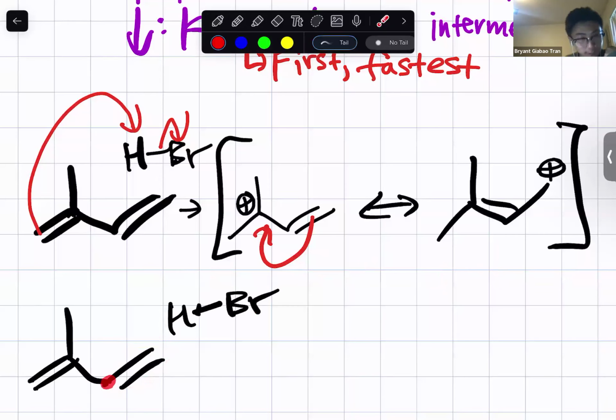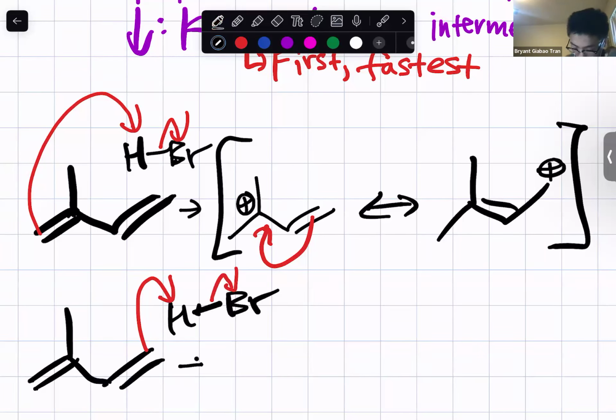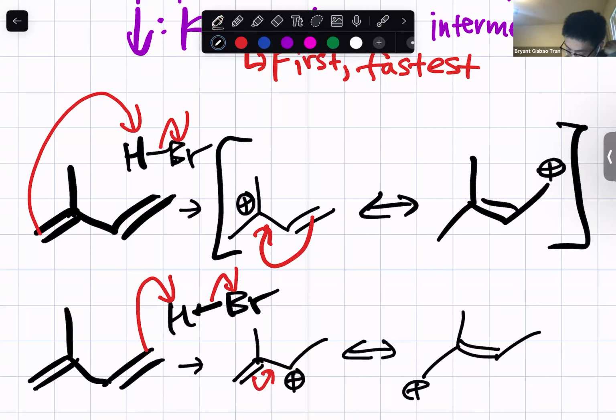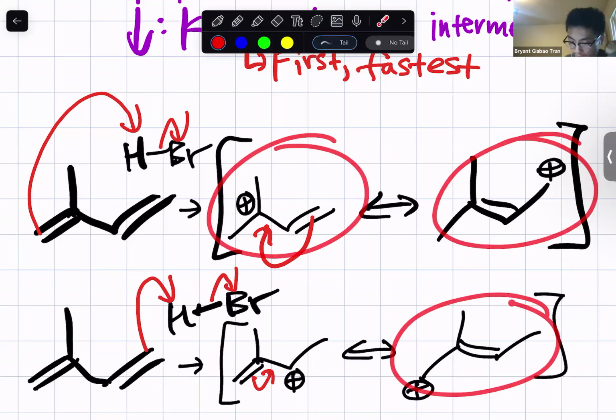This is the more substituted carbon, which means that this less substituted carbon here is going to attack that H, kick out the Br, and give us this more stable carbocation here, right? This carbocation here is also allylic, meaning that it could do resonance with this double bond right here. When we draw out the resonance structure, we get this. Okay, so we have 4 different resonance structures here.